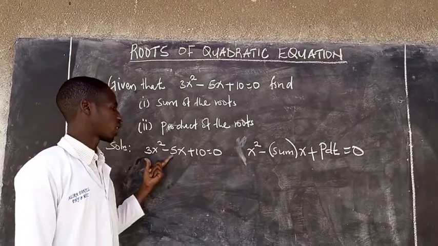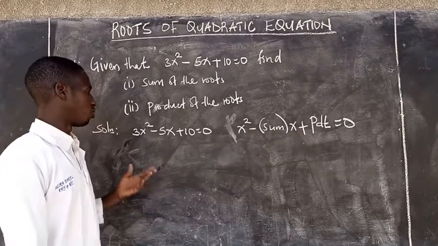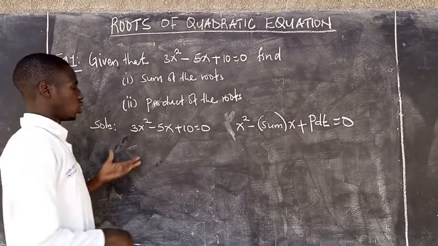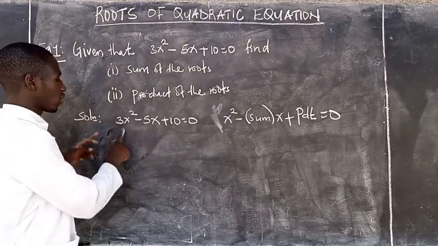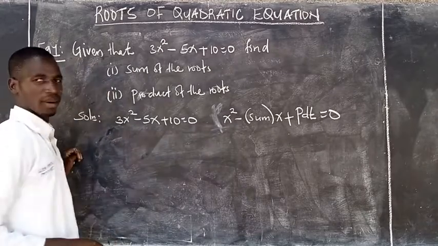So you have to first express this in terms of that format. From there, we shall compare. We shall be in position to get the sum and the product. So if this is the case, to make sure that the coefficient of x squared is 1, we divide all through by 3.